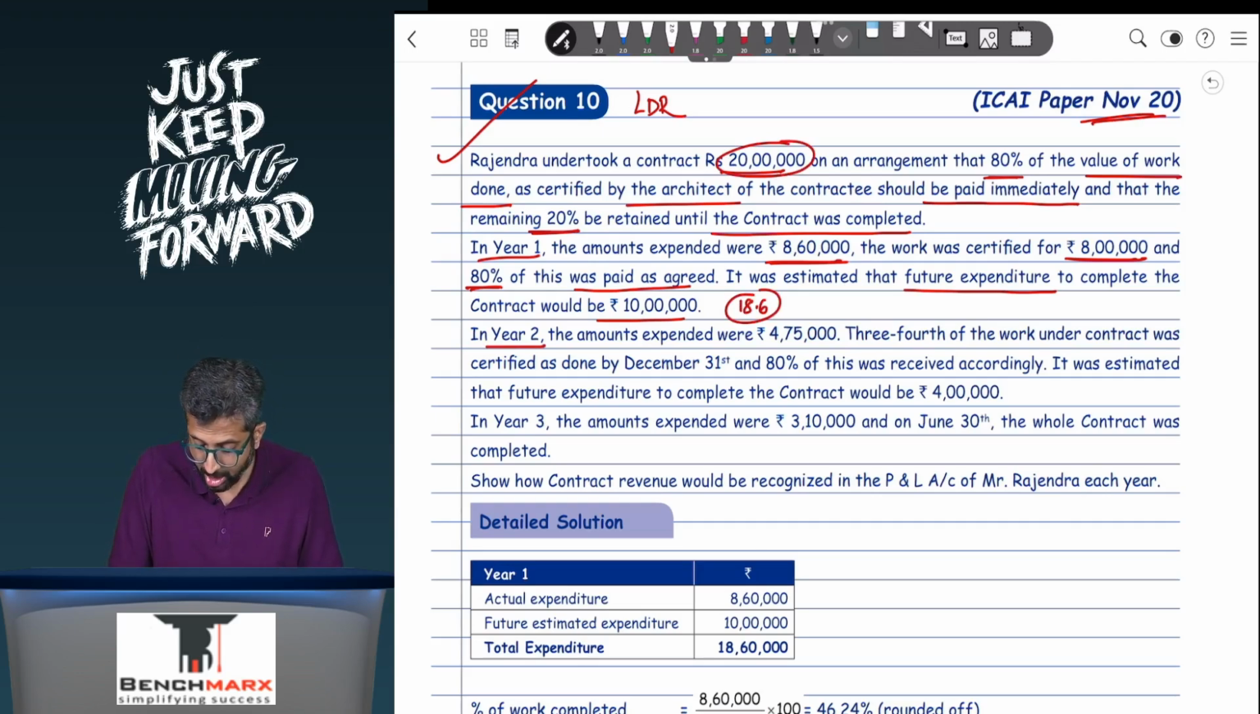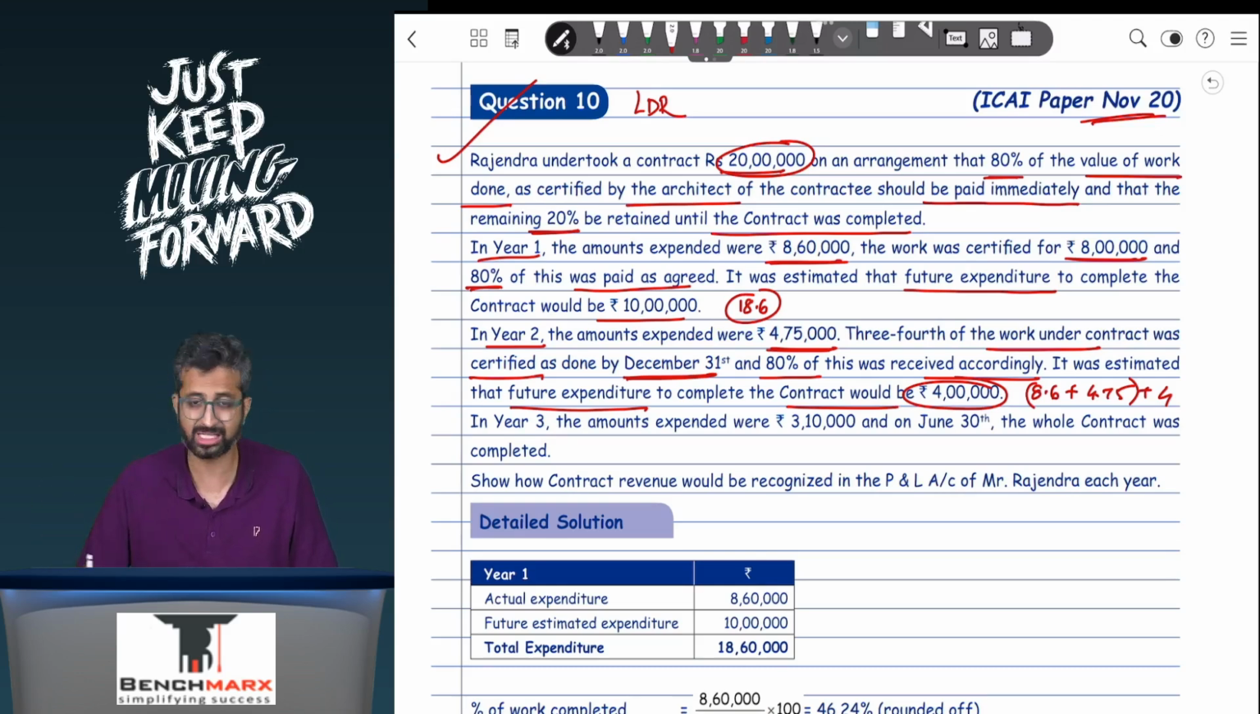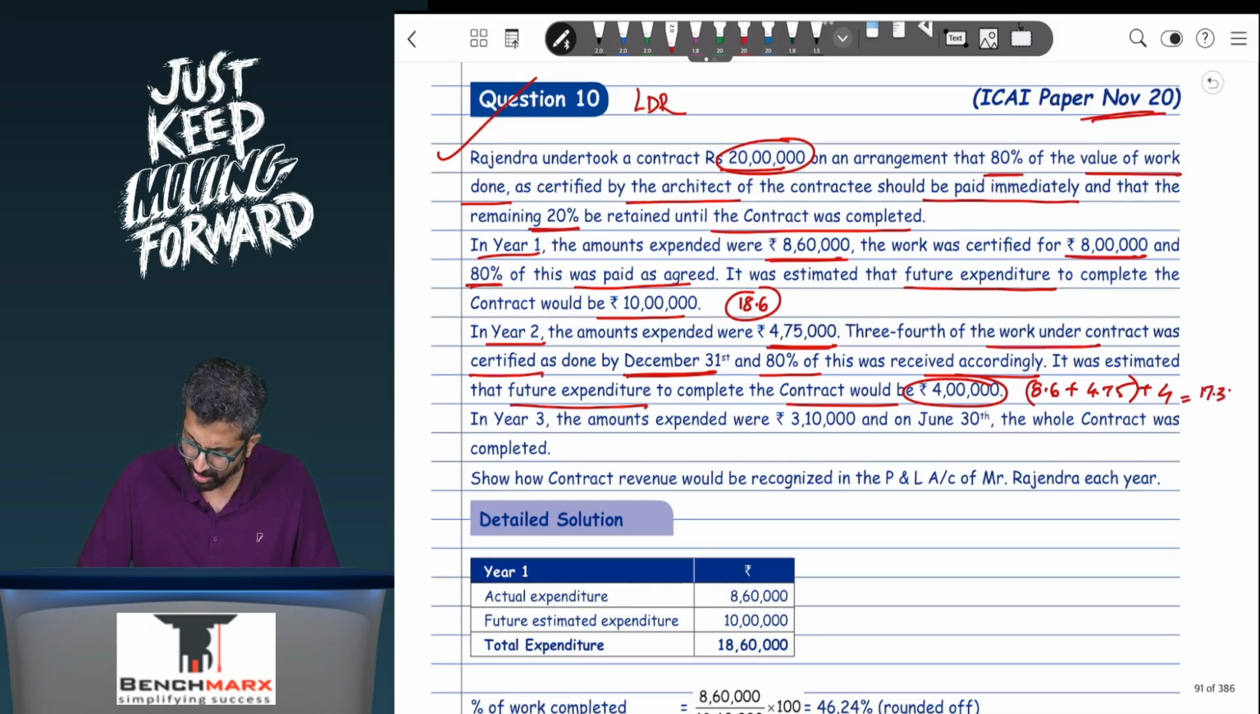In year 2, the amounts expended were 475. This is in year 2, not till date, so additional 475. And 3/4 of the work under contract was certified by 31st December, and 80% of this was received. It was estimated that the future expenditure to complete the contract will be 4 lakhs. Now how will you find the total estimated cost? Well, 8.6 was in the first year, 4.75 in the second year, so that is your cost incurred, plus remaining cost of 4. So 8.6 plus 4.75 plus 4, and this is 17.35. Still my contract revenue is 20 lakhs.